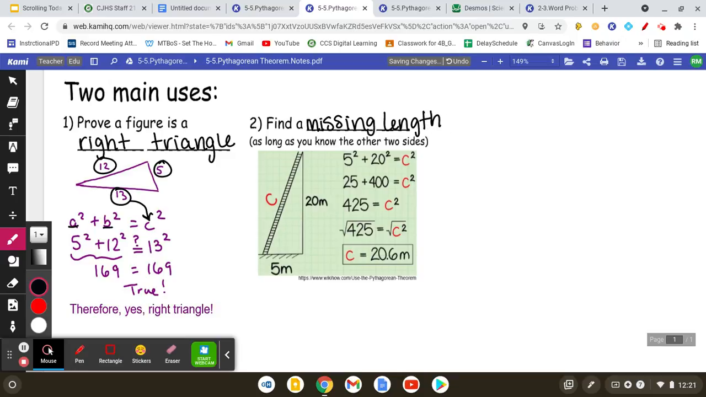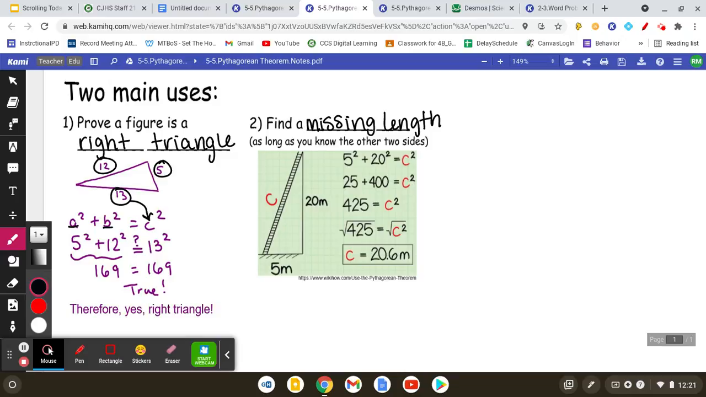So for example here, we have the two measures of the legs. They're 5 meters and 20 meters. We need to figure out the hypotenuse, the C. So we'd plug the information that we do know into our formula, a squared plus b squared equals c squared, and we would solve until we got an answer. And so that missing side length would be 20.6 meters.